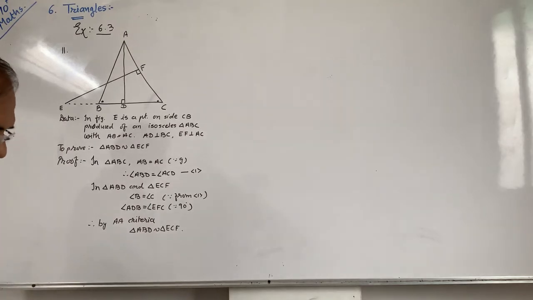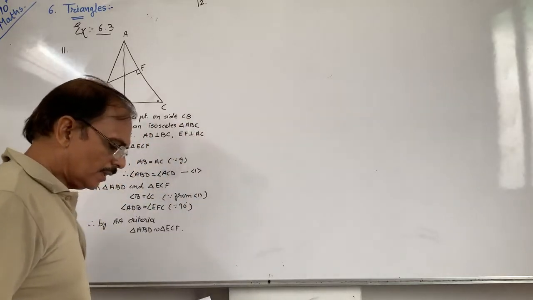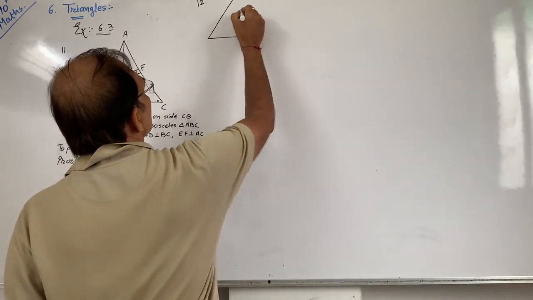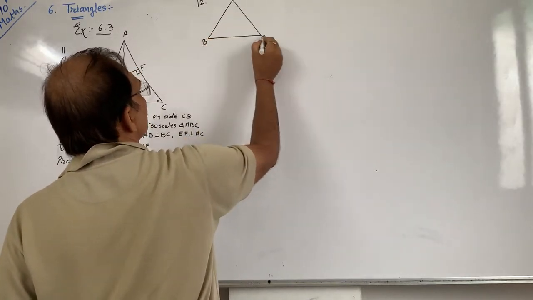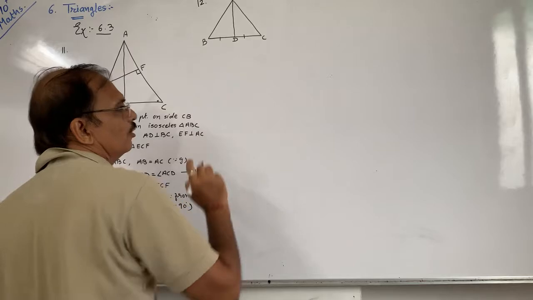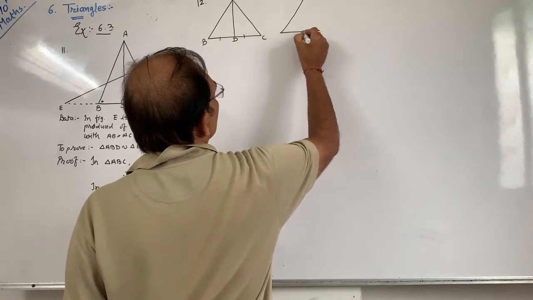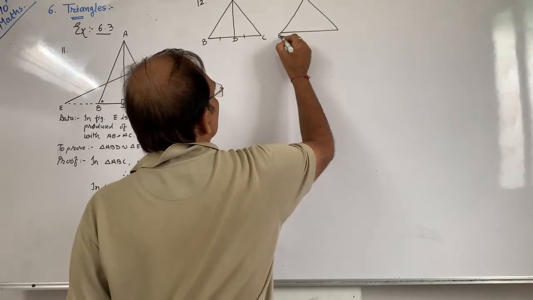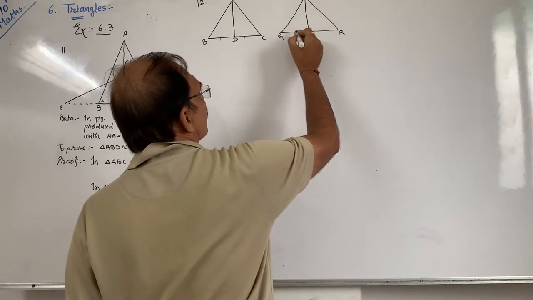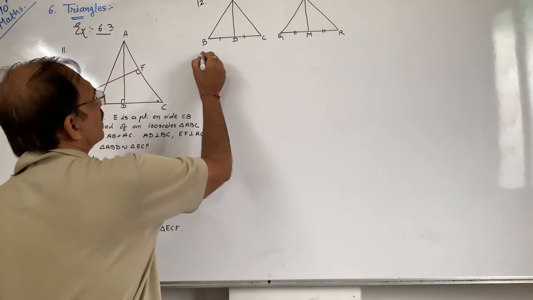12 number. Sides AB and BC and median AD of triangle ABC. Triangle ABC, AD is a median. Median means it divides BC into two equal parts. You can say D is the midpoint of BC. In triangle PQR, PM is the median. So M is the midpoint of QR. QM equals MR. So what is the data?